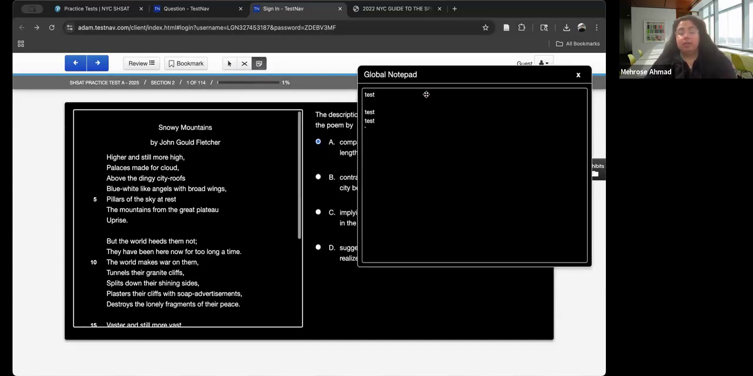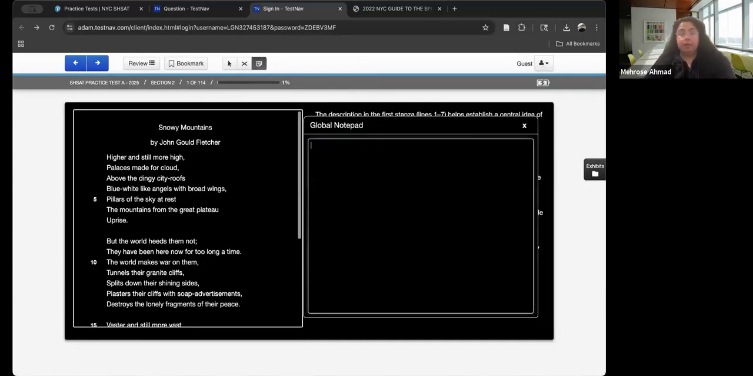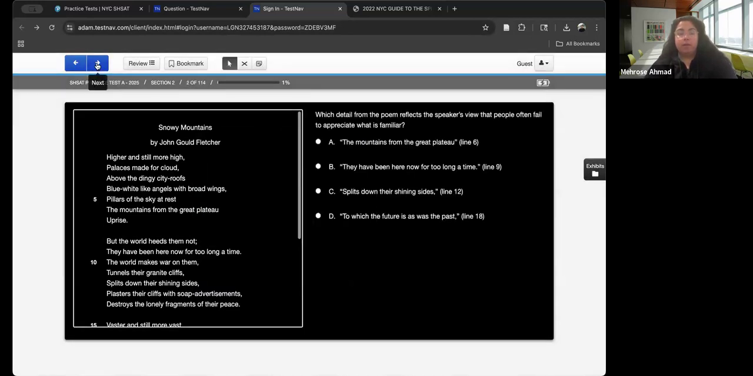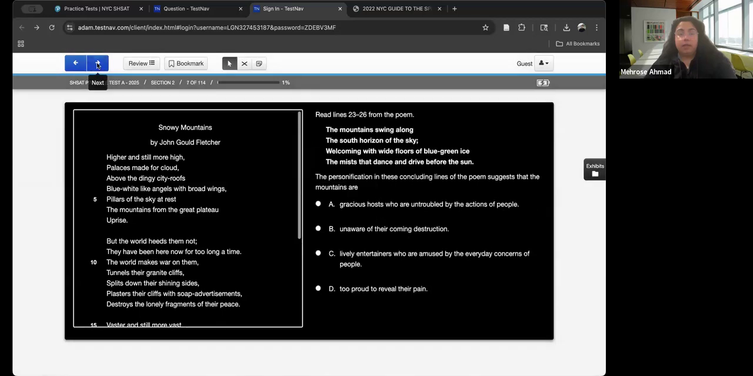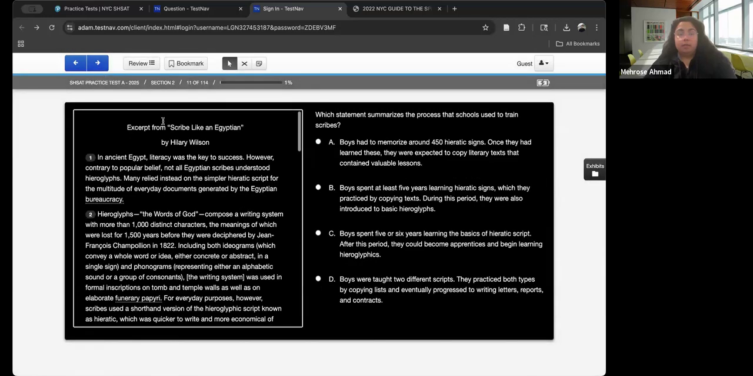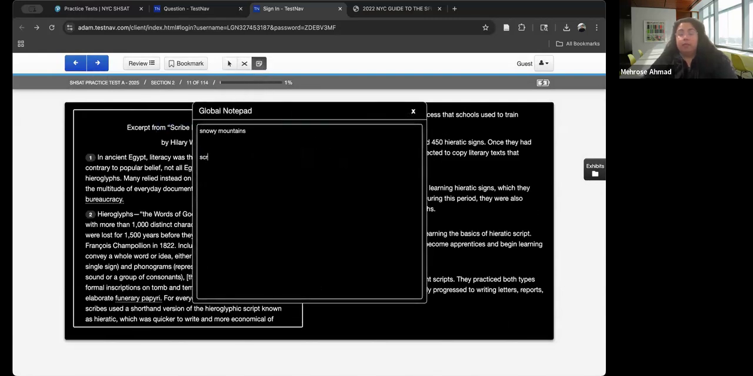So what was my strategy, like I mentioned? Have the notepad open and be engaged, and also it's important to be cognizant of time. Someone asked if the notepad will remain for different passages. I believe it will. Let's also check that right now. This passage is called Snowy Mountain, so I'm going to keep proceeding to the next passage, and this is a new passage, Scribe Like an Egyptian. So I'm going to go back to the global notepad, and again, Scribe Like an Egyptian.